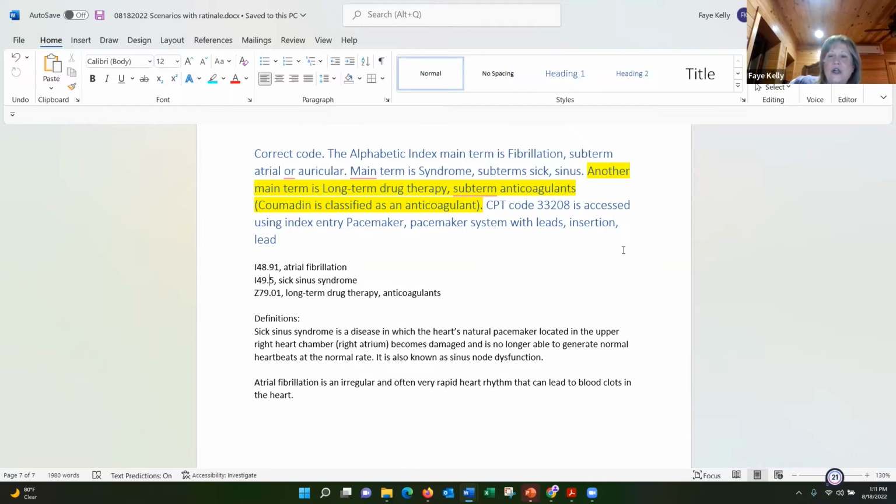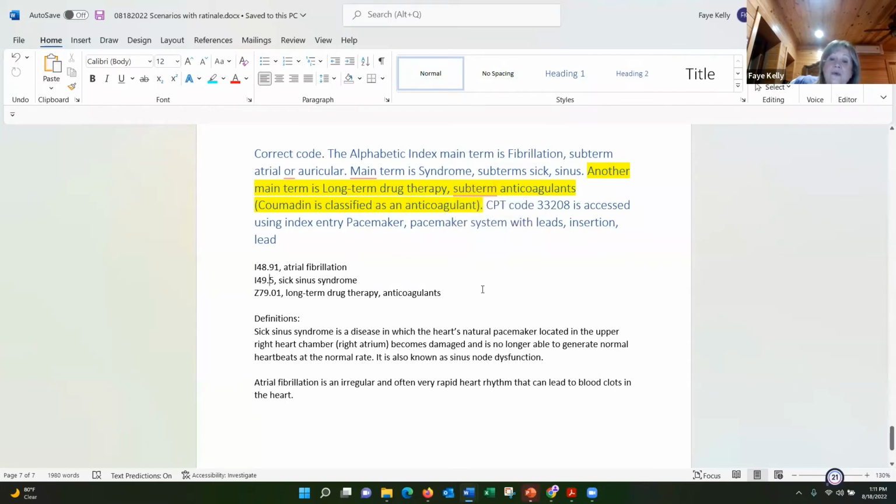But then, you know how we code long-term anti-diabetic medicine? That Z code, the Z79 category, is not just for diabetic medicine. We also have a Z79.01 that identifies anticoagulants. You want to pick that up. That's very important in the care of this patient.